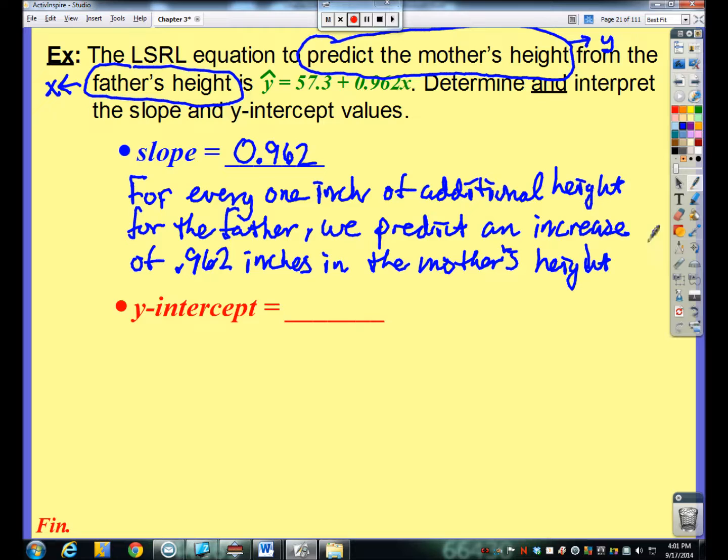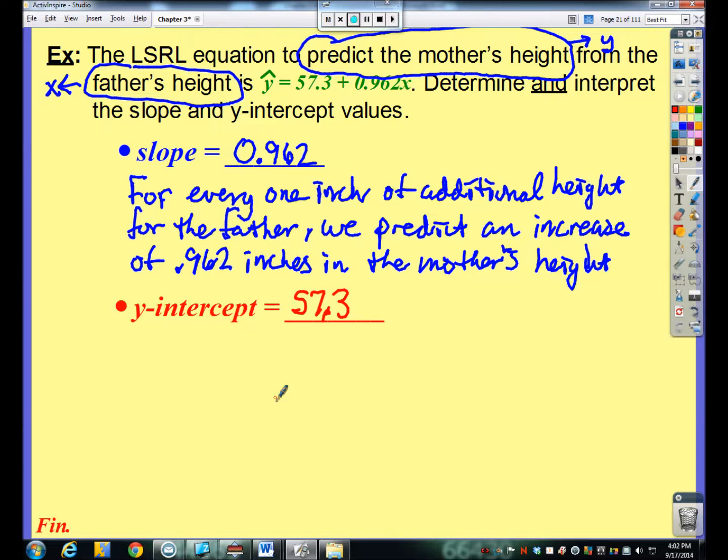Okay, there are some little words that you could do without, but basically it has to be for every 1x, for every 1 inch in father's height, we predict the mother's height to increase by approximately 0.962. So there I just said that a different way than what I wrote it. You can mix around the order of this second part of the statement. Again, I said we predict the mother's height to increase by approximately 0.962 inches. There's a different way you can rearrange the order of some of this stuff. All right, the y-intercept, well, that's the 57.3.